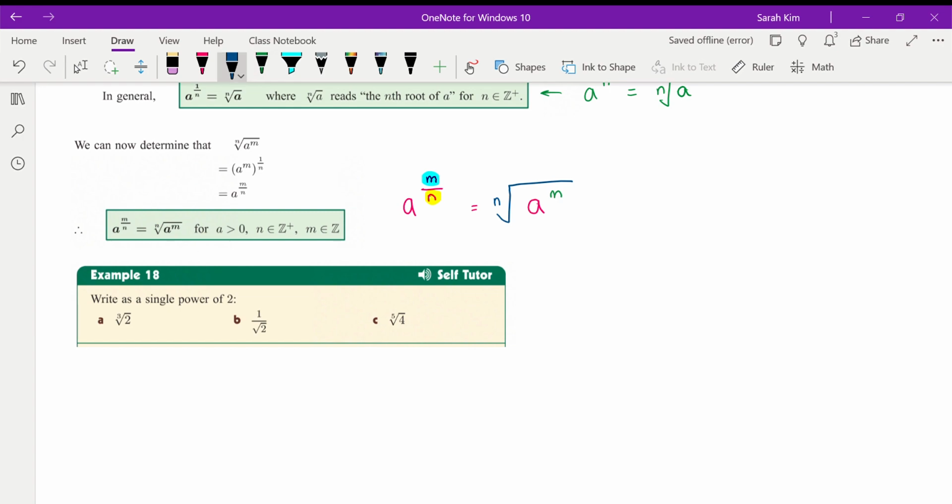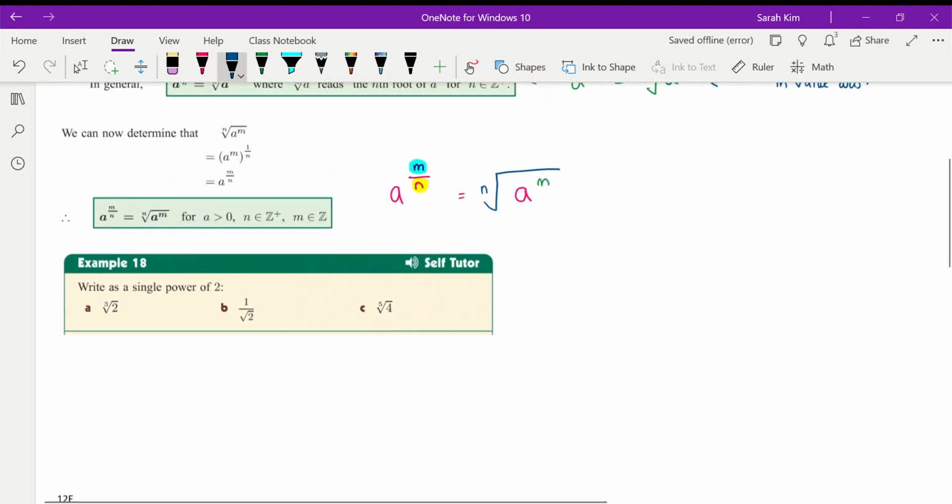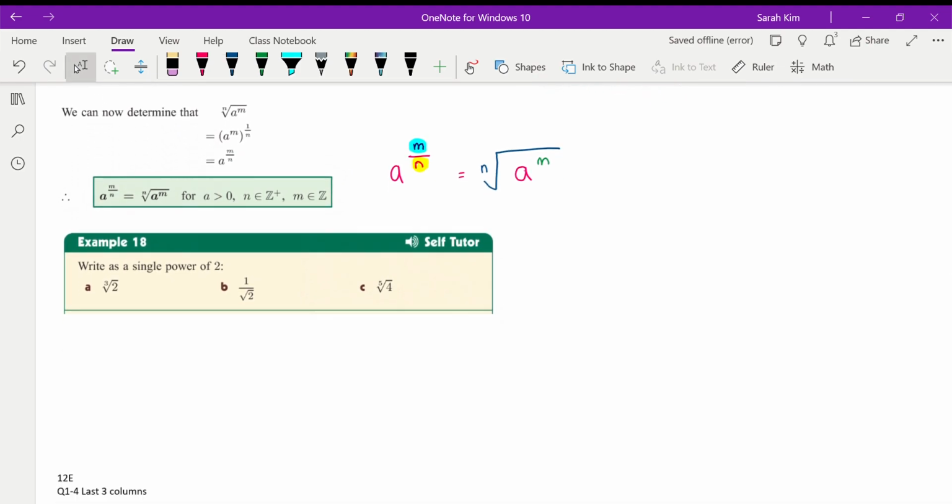Now in our previous case over here, because our m value was 1, there was an invisible 1 there. And because we don't like to write it, it just looks like this. Okay? So let's write as a single power of 2.